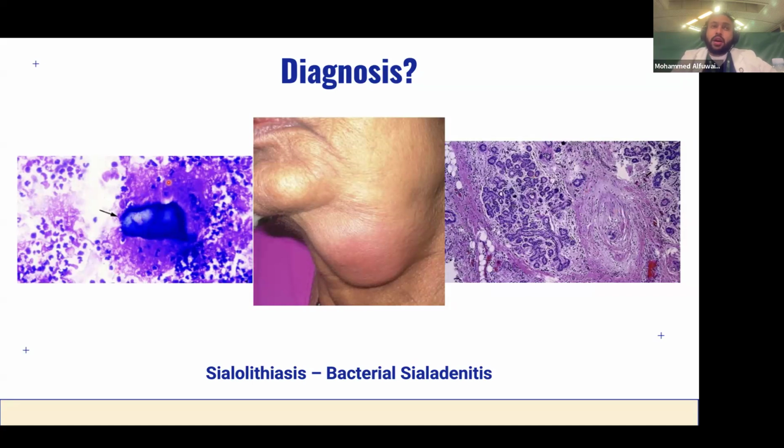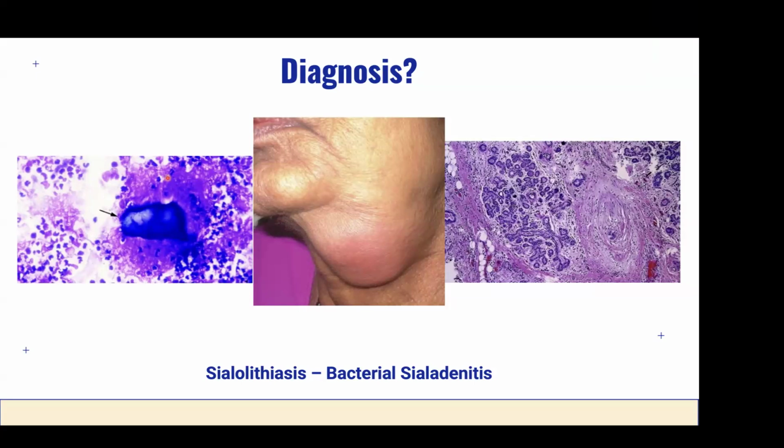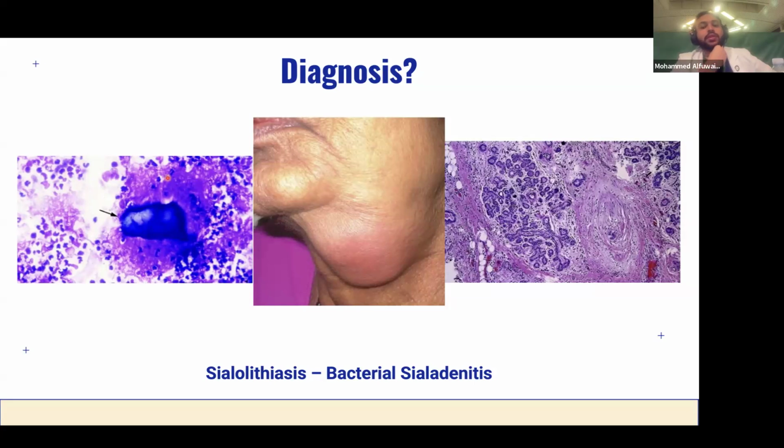So what is the most common cause of bacterial sialadenitis? What's the organism? Staph aureus. What's another one? Pyogenes. Not pyogenes, similar to it a bit. Viridans, which is all in the oral cavity. Good. This is acute because you can see neutrophils over here in these multilobular cells. And here is chronic, as you can see some fibrosis occurring. So this is bacterial sialadenitis. Good.